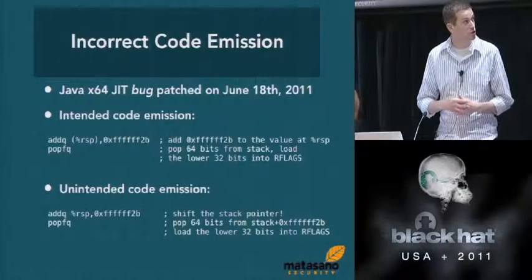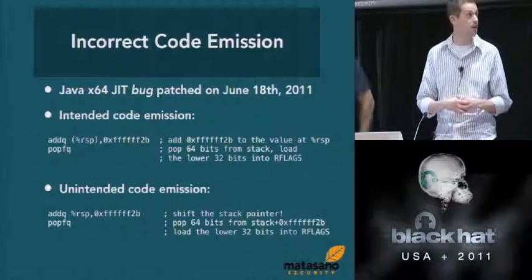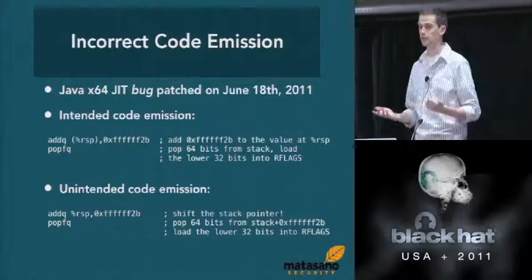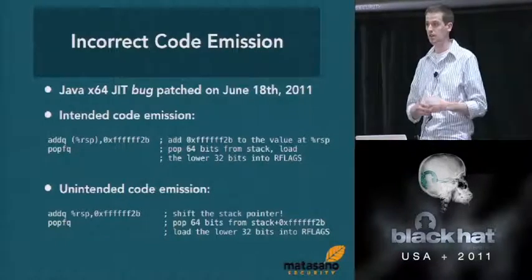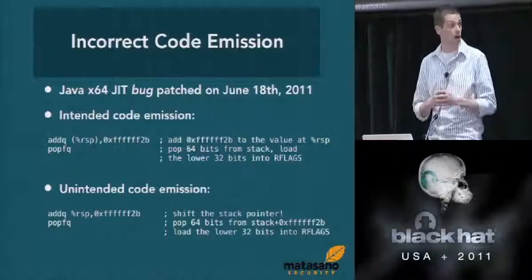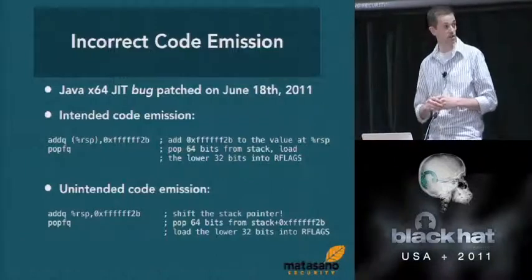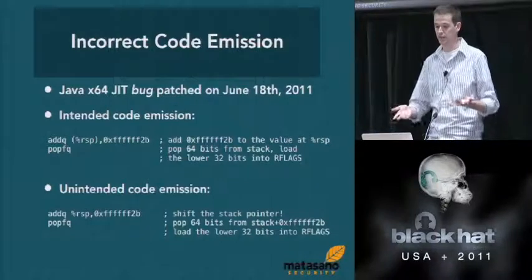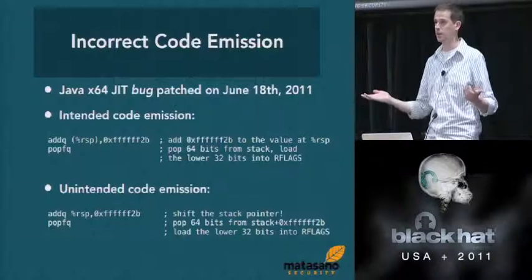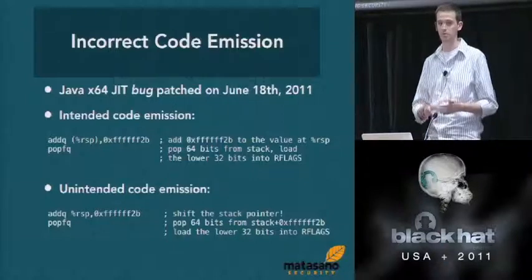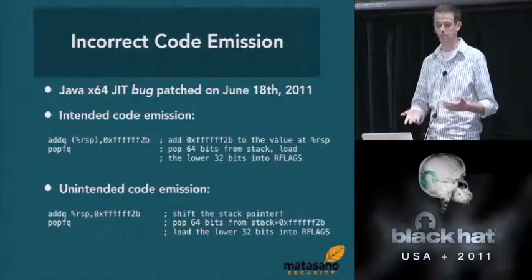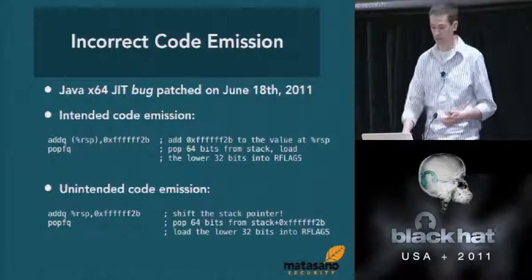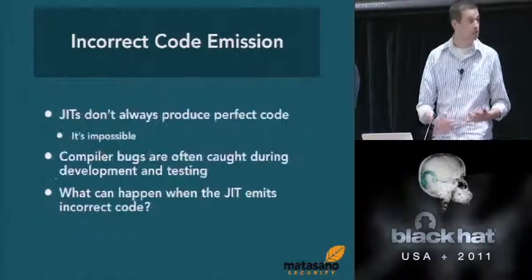Here's a great example of what can happen. This was just patched in June in the x64 JIT of the JVM. The code they intended to JIT basically took a value from the top of the stack, added a constant to it, and then popped some values out into R flags. What the JIT actually emitted was an instruction that shifted the stack pointer by this large constant in memory and then did the same operation. And this was, of course, just marked as a stability bug, oh, it crashed. It's not just a stability bug, and these types of problems can lead to security issues. And as long as we're marking them stability bugs, no one's going to take them seriously as the security bugs they really are. And there are plenty of examples of this.